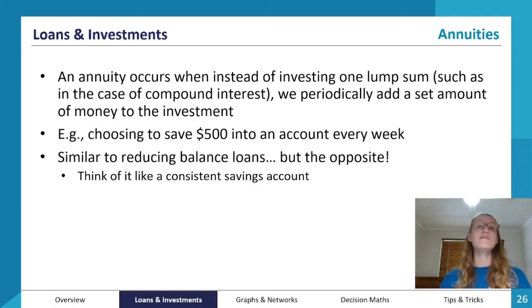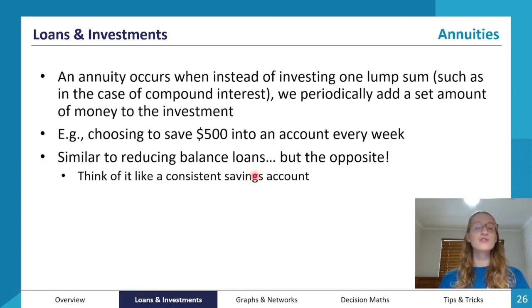So annuities, before we explore the formula, what are annuities? An annuity occurs when instead of investing one lump sum, such as in the case of compound interest, because in those kinds of questions we just looked at, a lot of our questions were someone invests $50,000 and then lets compound interest apply. So that's more of a compound interest scenario. But in the case of annuities, we periodically add a set amount of money to an investment. So for example, choosing to save $500 into an account every single week.